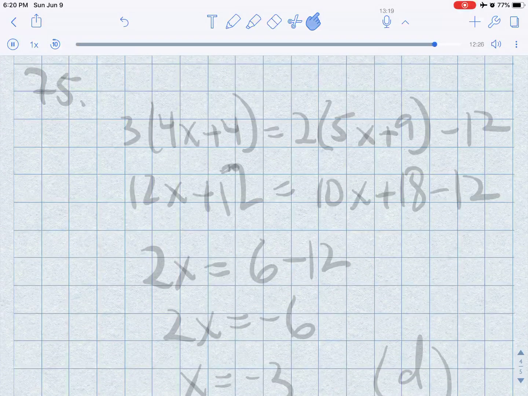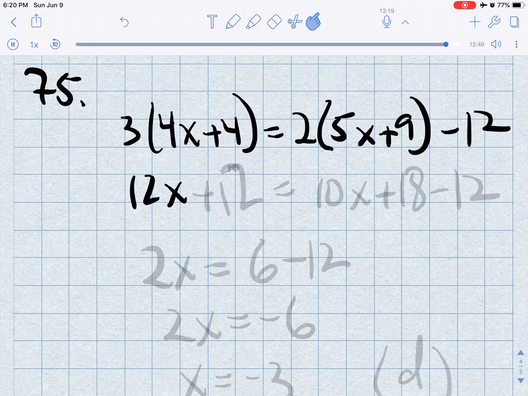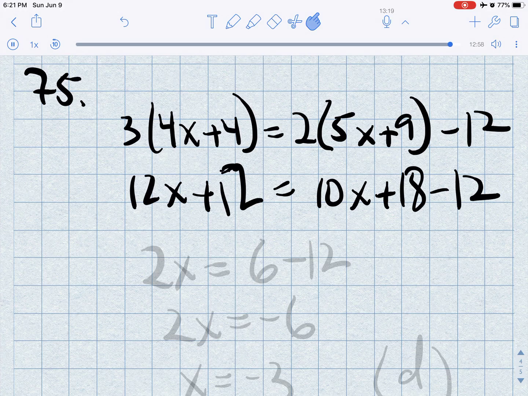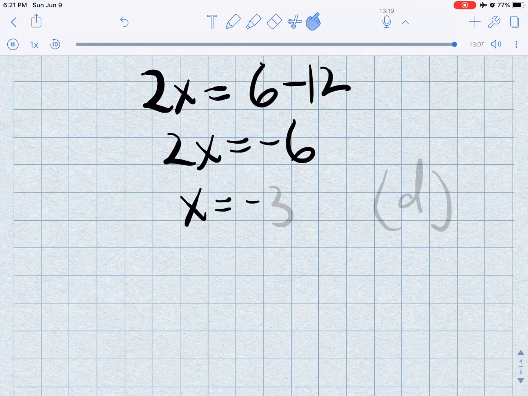75. We have 3 times the quantity 4x plus 4 equals 2 times the quantity 5x plus 9 minus 12. Distribute. We have 12x plus 12 equals 10x plus 18 minus 12. We have 2x equals 6 minus 12. 2x equals negative 6. X equals negative 3.